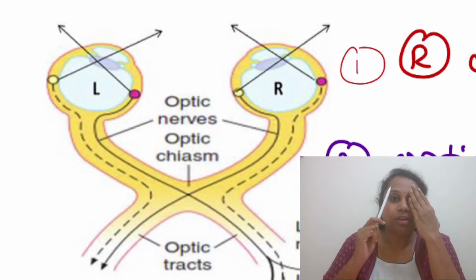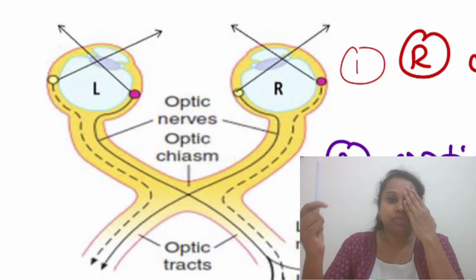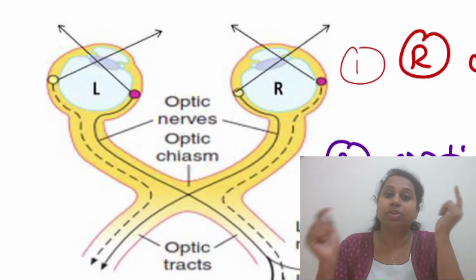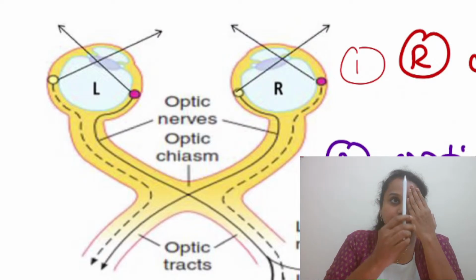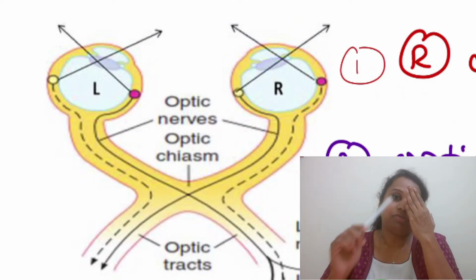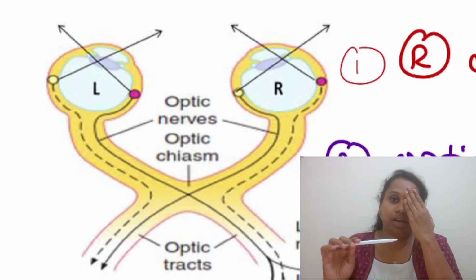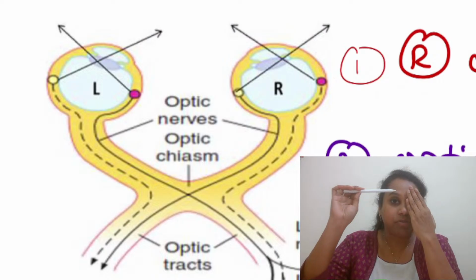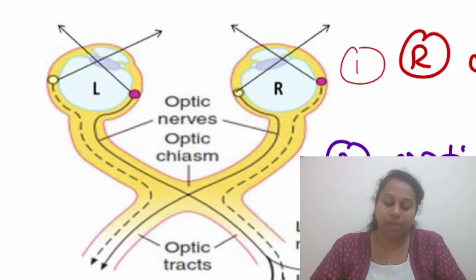All objects on the lateral field, they will cross and fall on the medial half of my retina. Lateral objects will not fall on the lateral half of retina. They will cross and fall on the medial half of the retina. All objects medially, they'll cross and fall on the lateral half of the retina. All objects on top, they cross and fall on the inferior half, and objects down, they cross and fall on the superior half of the retina. So there is a complete crossing over.